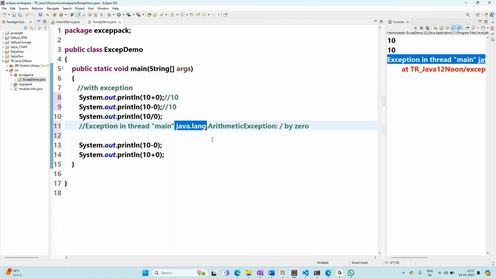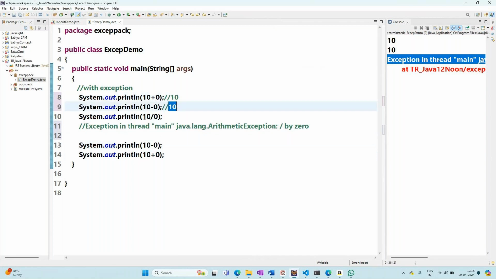The exception is available in this line. What is an exception? As I told you, it's a runtime error. Why did I get the runtime error? Because mathematically, if you remember, you cannot divide a number by 0. So in this way you are getting a runtime error. This error will stop the flow of the program. Now these two are not giving any output, so you got only two outputs.